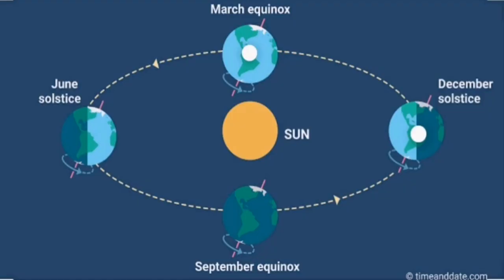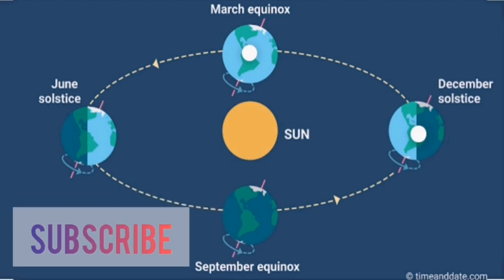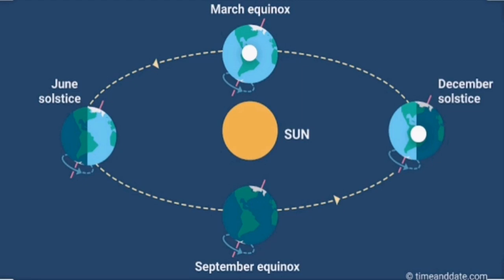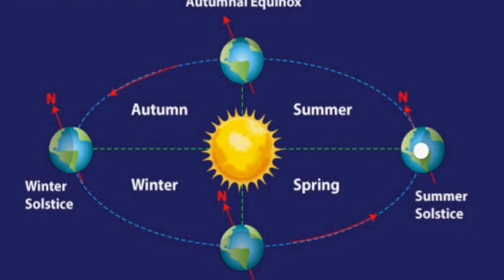Now, did you see a picture here? What all things can you see here? You can see the sun in the center and the earth is rotating in an elliptical path. And you can see two words, that is December solstice and June solstice, and vertically you can see March equinox and September equinox. So we'll be seeing about summer solstice now, which is on the right side. So you have four seasons: summer, autumn, winter and spring.